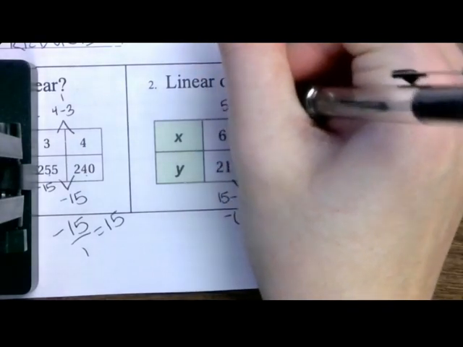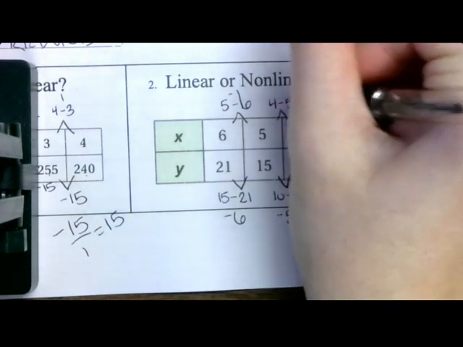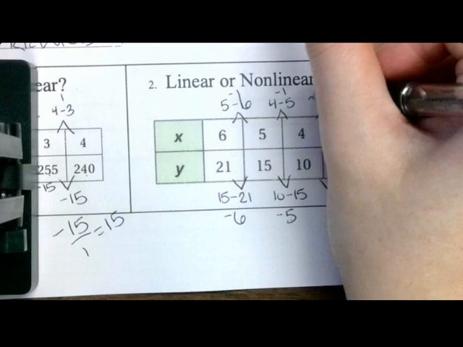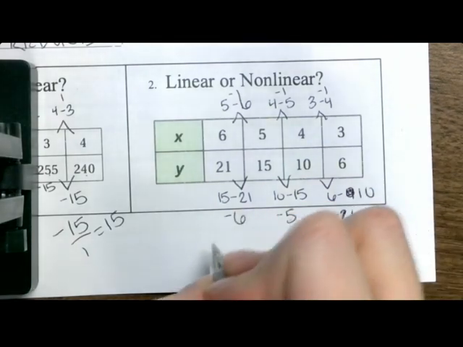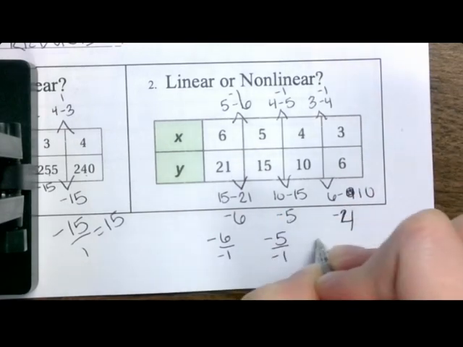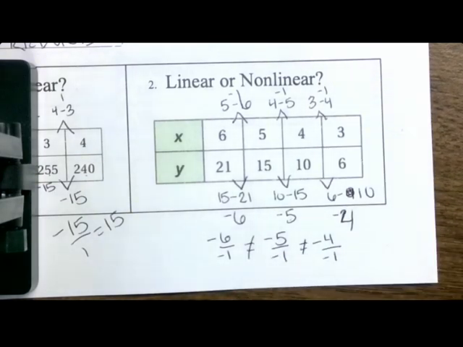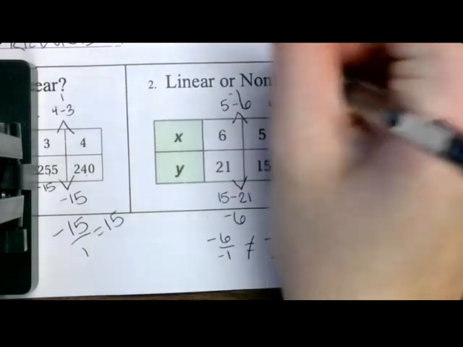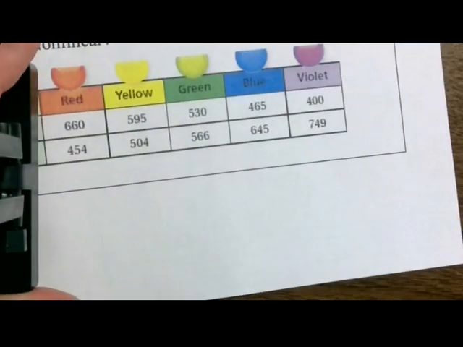I'm going to do 5 minus 6 and get negative 1. 4 minus 5 and get negative 1. 3 minus 4 and get negative 1. That's my issue. If I put negative 6 over 1, negative 5 over negative 1, and negative 4 over negative 1, those things are not equal. Since those things are not equal, that means that this is going to be non-linear. Okay?